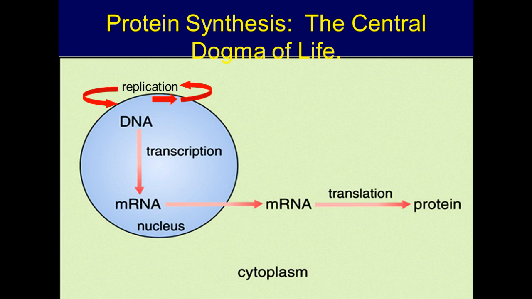So from the gene that has the instructions for amino acid sequencing to making the actual protein in the ribosomes is where we're going. So let's start by having you get the diagram in this slide in your notes. So go ahead and do that right now. Make sure you label it correctly.